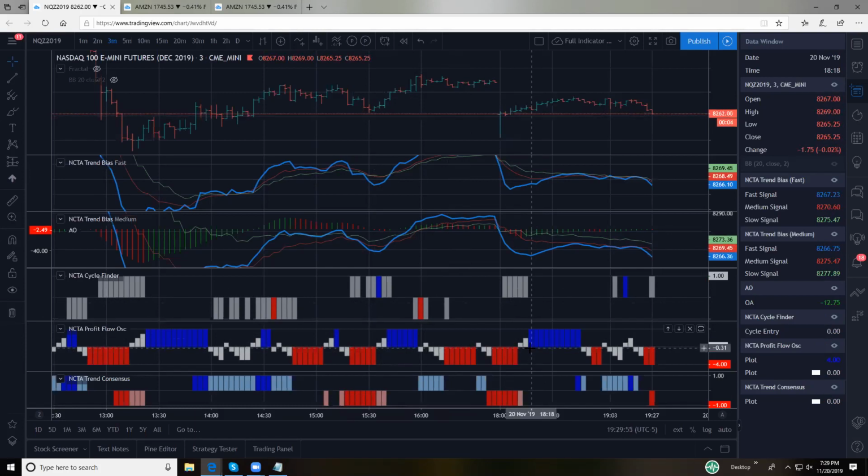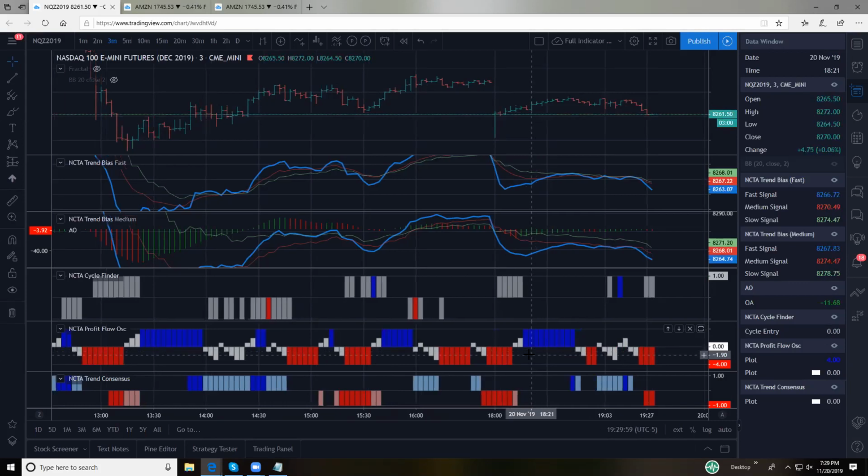So when we have an oscillator print with no prior cycle finder, we're going to wait 3 minutes for that oscillator bar to fully print, and as long as the next bar also opens blue, then that's your entry. So basically you want 2 blue or 2 red on the oscillator to confirm the entry if you had no prior cycle finder. So that's method C.